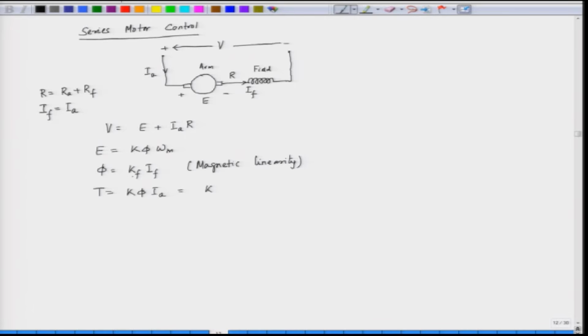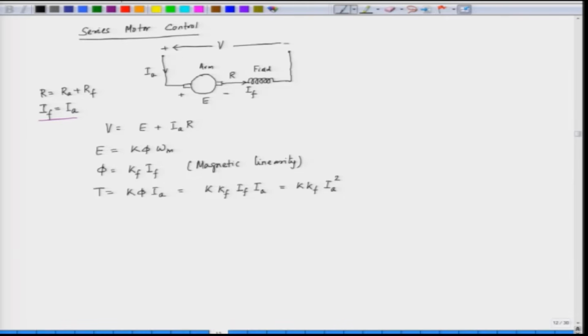That is equal to K, and phi is kf into if, so K kf if into ia. If is the same as ia. So in that case, that is equal to K kf into ia square. So, in a series motor, torque is proportional to the square of the current. If you change the current, torque will change quadratically, meaning the square of the current.